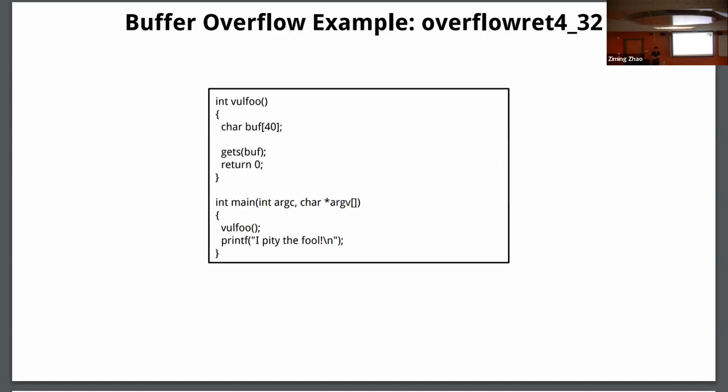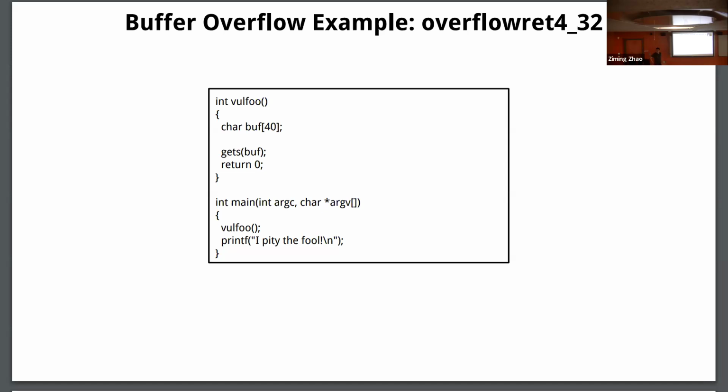So this is the example program we will analyze today. Very simple program. Main function calls Overflow, the vulnerable function. After Overflow returns, it calls printf, "I pity the fool." And Overflow is also super simple. There is a buffer, 40 bytes. Then there is a gets function.